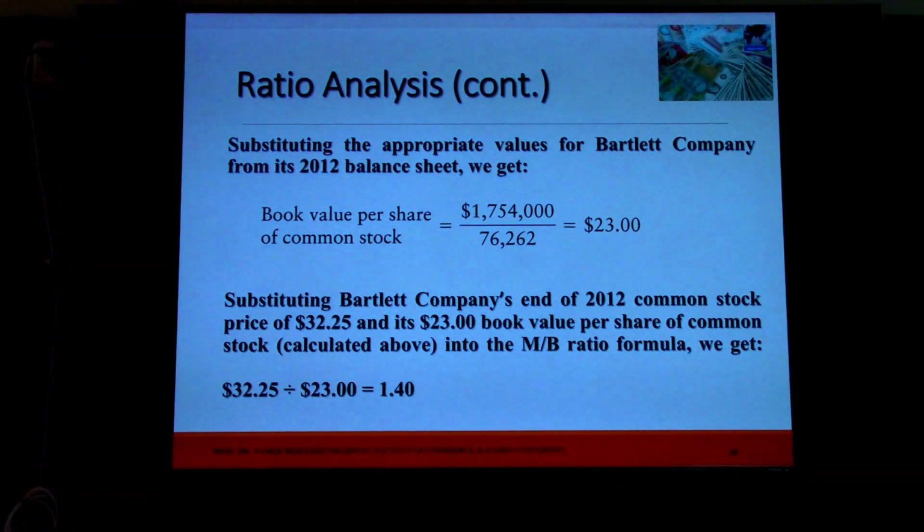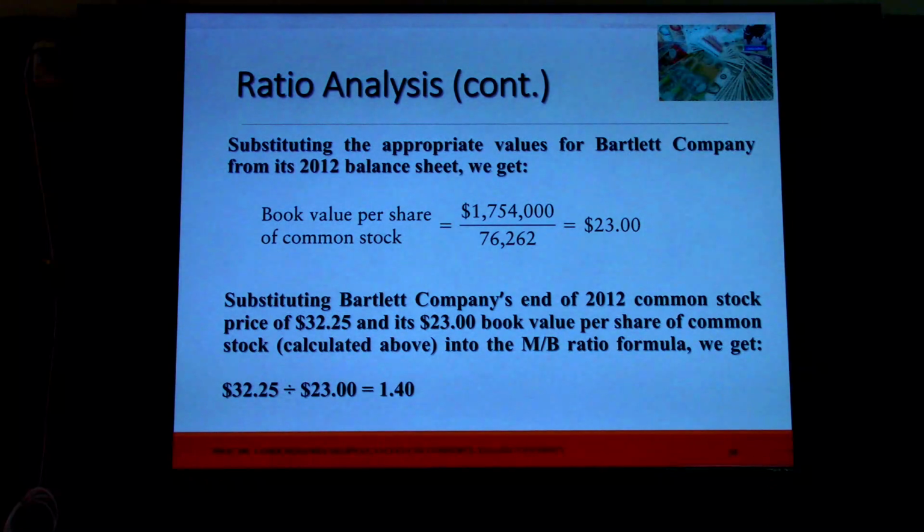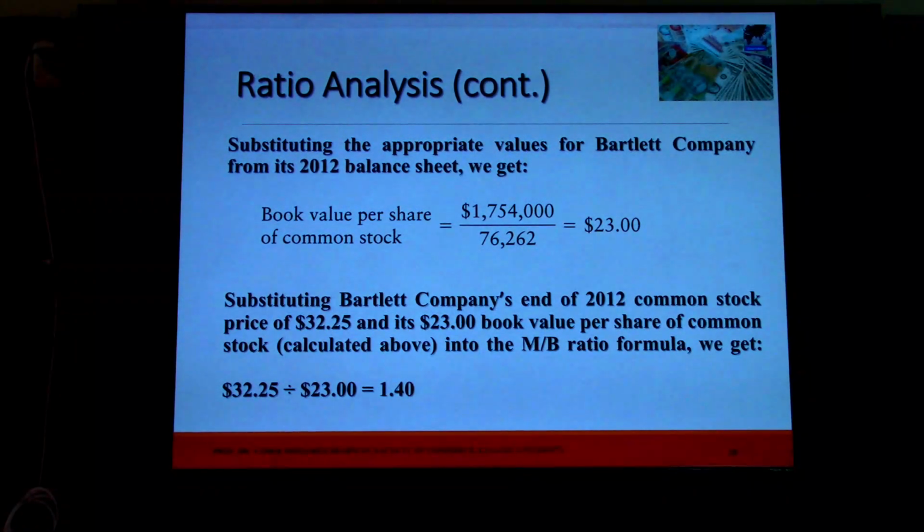As you see, if it is more than 1, this means that the market price is higher than the book value, so it's profitable. But if it is less than 1, it means that the market price is less than the book value. It means that you are a loser, and there's a problem in this firm because its market price is less than its book value.